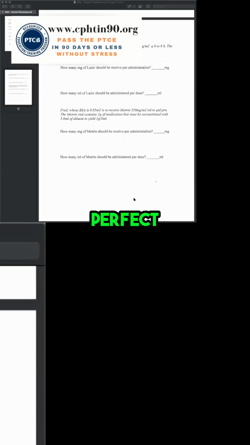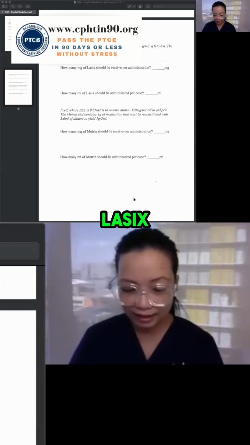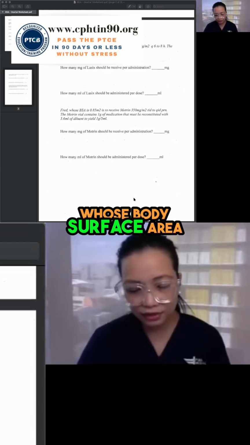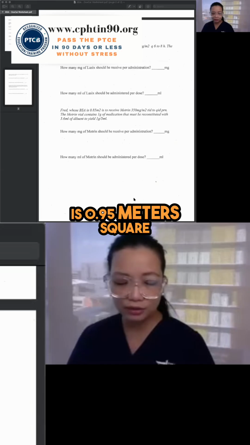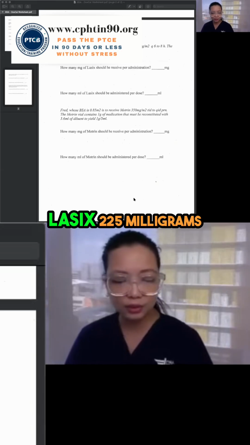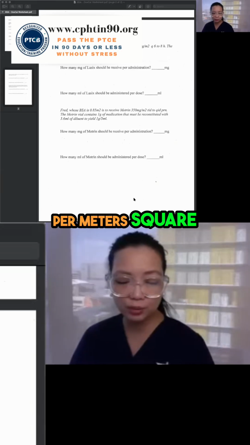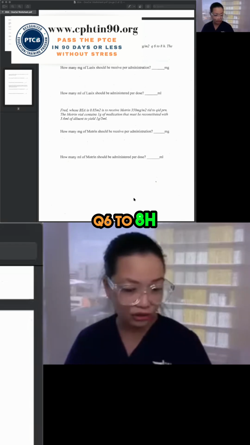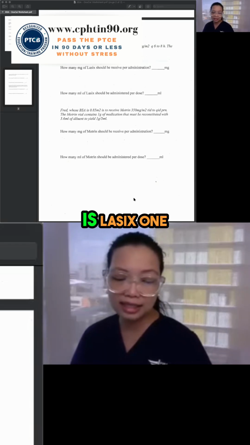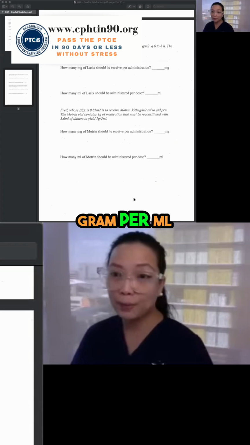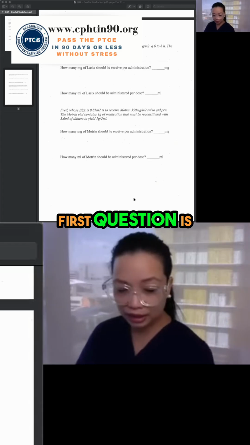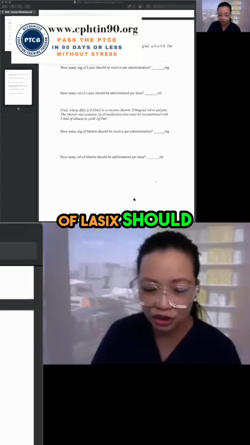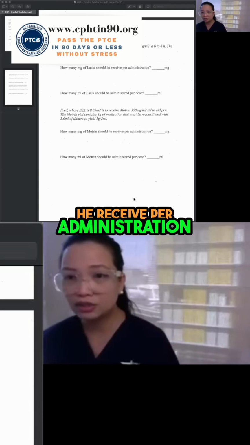Okay, perfect. How many milligrams of Lasix does Gregory, whose body surface area is 0.95 meters square, receive if he is to receive Lasix 225 milligrams per meter square, Q6 to 8H? The supply dosage is Lasix 1 gram per ml, okay? First question is, how many milligrams of Lasix should he receive per administration?